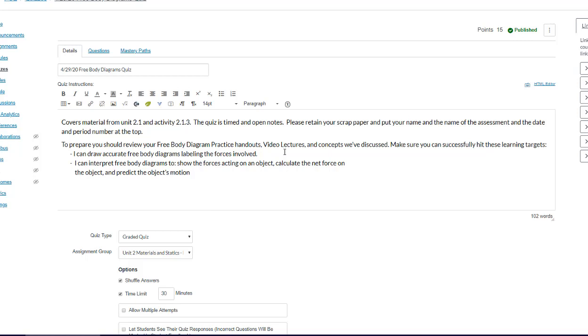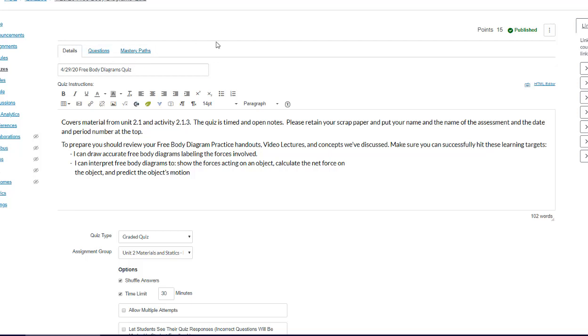Make sure you can successfully hit the following two learning objectives. I can draw accurate free body diagrams, labeling the forces involved. That was a lot like what we did on Wednesday with practice problems. And I can interpret free body diagrams to show forces acting on an object, calculate the net force on the object, and predict the object's motion. That was also a lot like what we did on Wednesday in the help session.